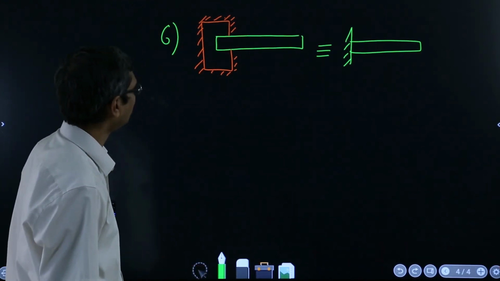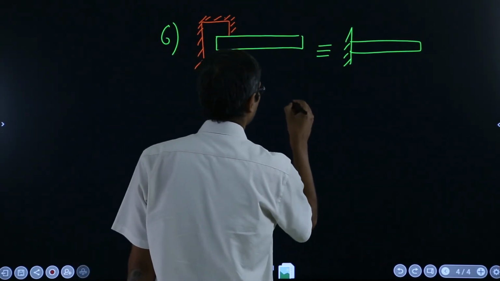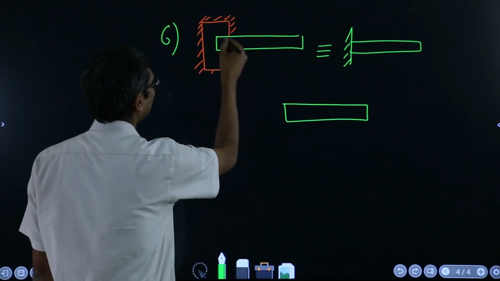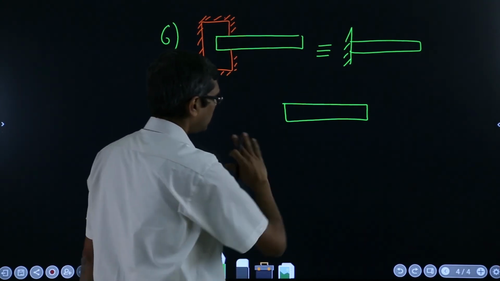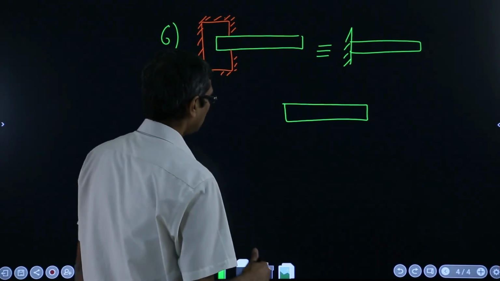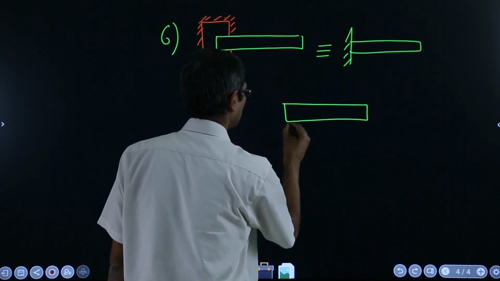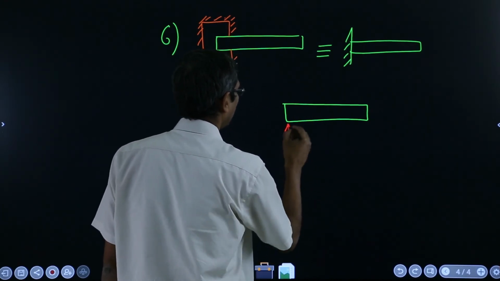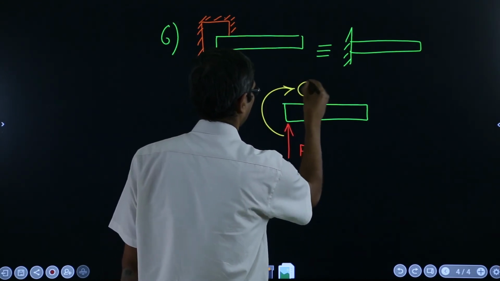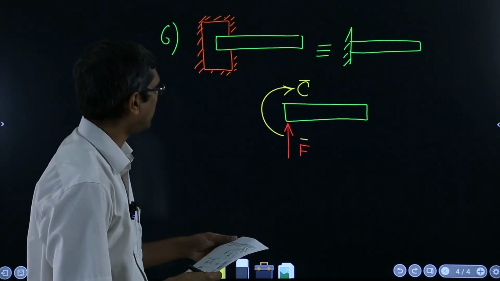Now here, when you draw the free body diagram, you have to draw something like this. Suppose you have detached this from the ground. The connector was this portion which is holding the thing. If you remove that, you have to replace that ground with a force, say F, and a couple, say C. So both a force and a couple will be required.